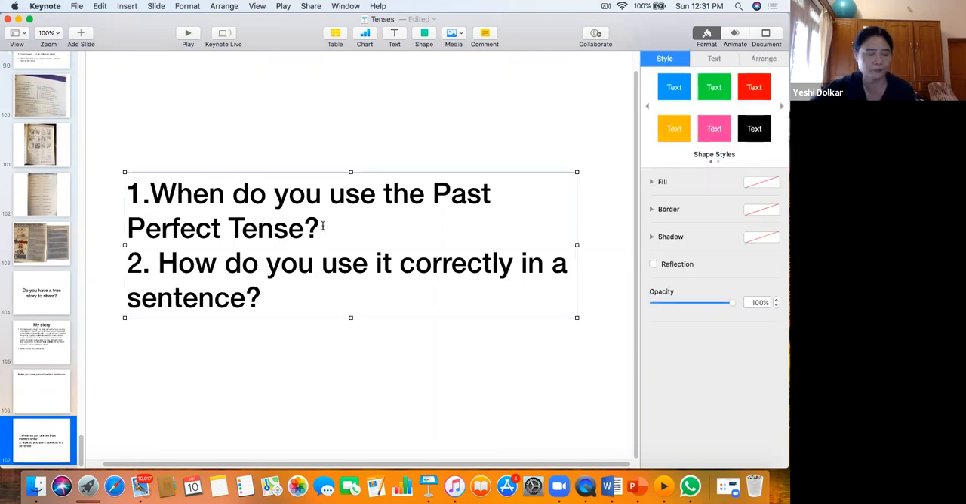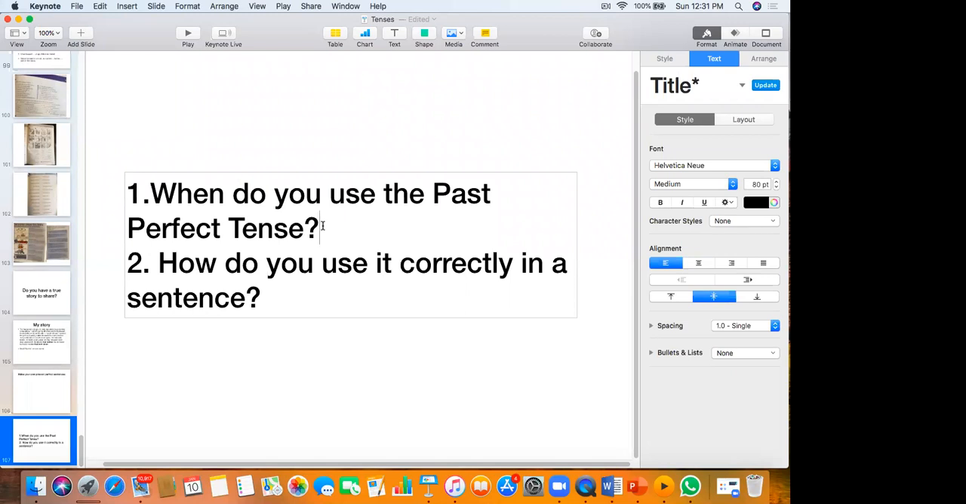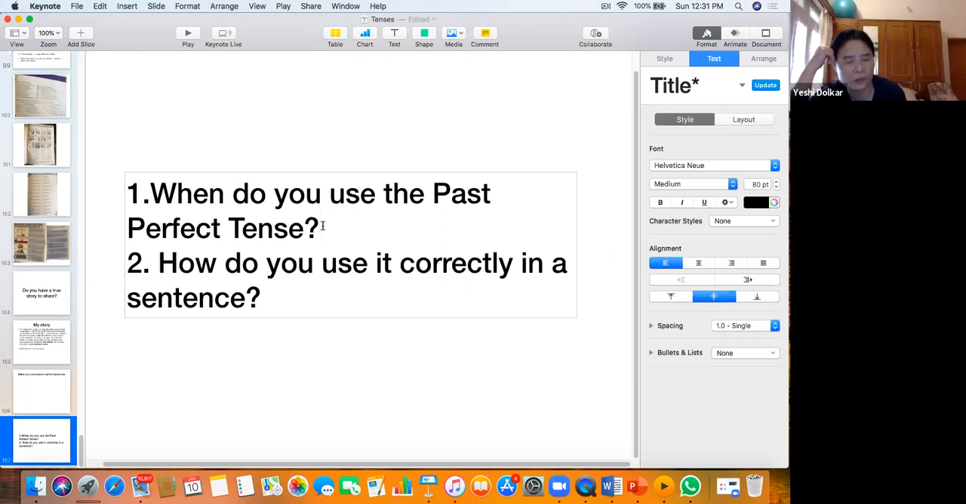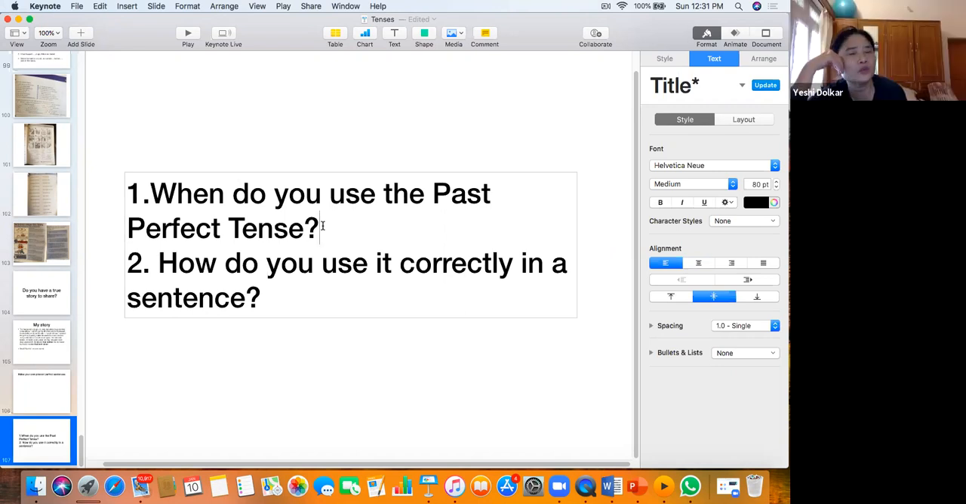The past perfect tense is used when something happened before another action in the past. Not after. Something happened before the other action. Okay. All right.